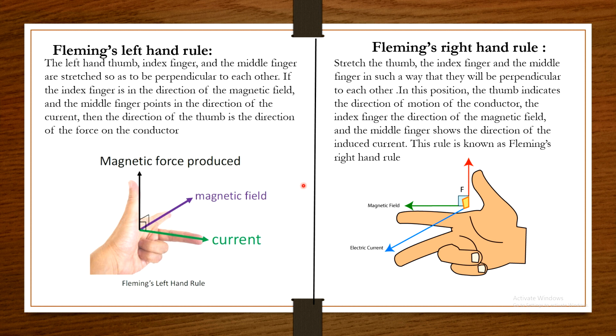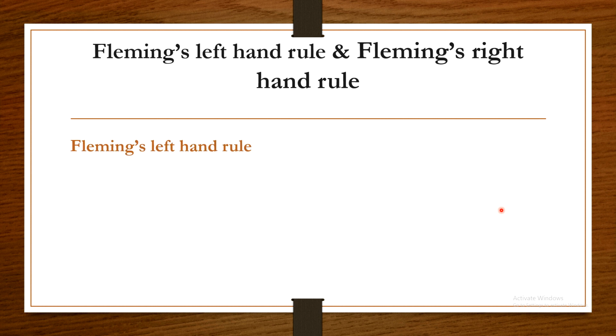So what is the difference between Fleming's left hand and right hand rule? The left hand rule is applied for motors and the right hand rule is applied for generators. Also, in the left hand rule the thumb represents the direction of magnetic force, and in the right hand rule the thumb represents the direction of motion of the conductor.